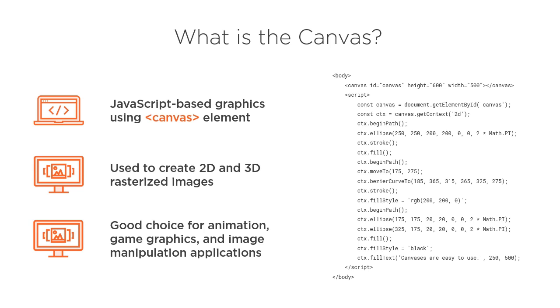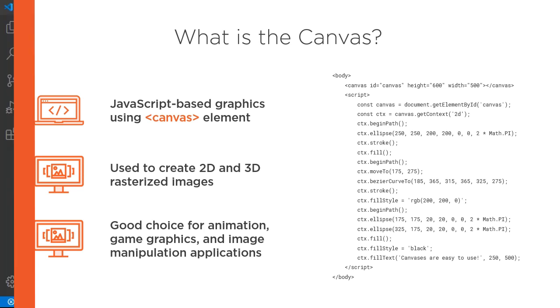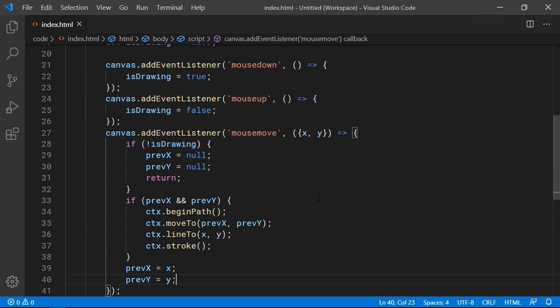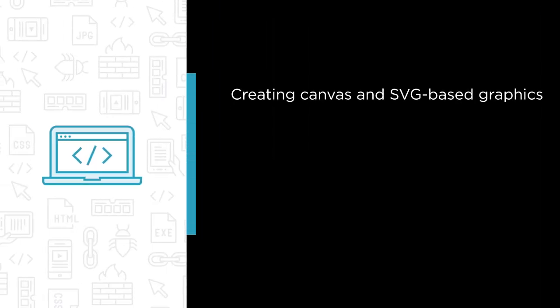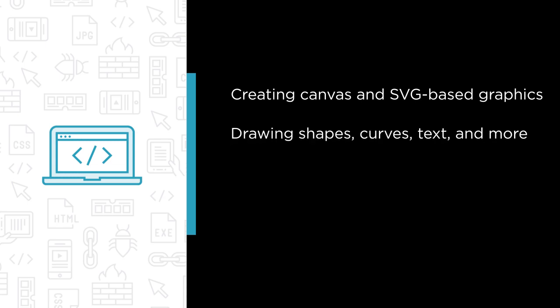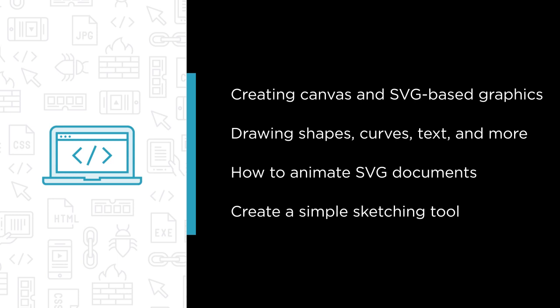In this course, we're going to explore two foundational technologies for adding dynamic visualization to web applications: Scalable Vector Graphics, or SVG, and Canvases. Some of the major topics that we will cover include how to get started creating Canvas and SVG-based graphics, the basics of drawing shapes, curves, text, and more, how to animate SVG documents using CSS, and finally, how to create a simple sketching tool using Canvases.